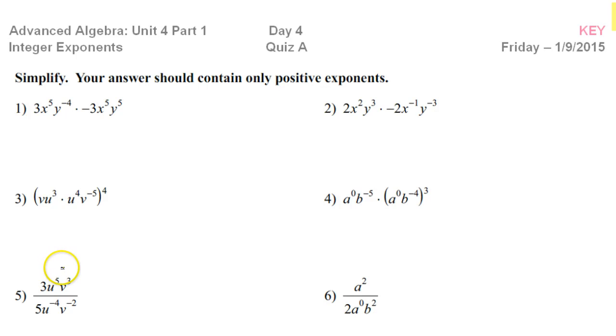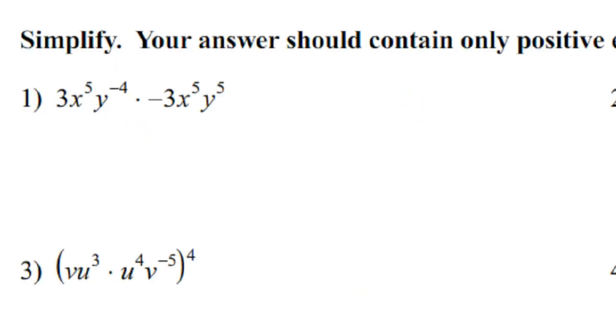Alright, this was a quiz on simplifying expressions containing exponents, some of which are negative exponents. So let's get down to it. Problem number one. First, we will combine these two expressions into one without the multiplication sign.